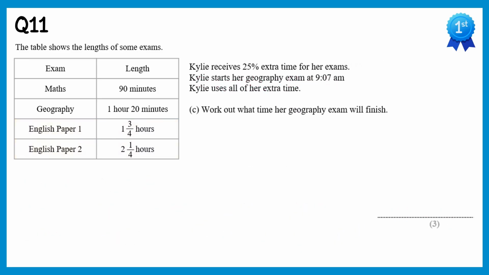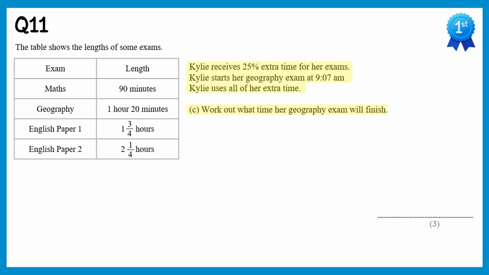For the last part of this question, we're told about Kylie. Kylie receives 25% extra time for her exams. Now her geography exam is going to start at 9:07 and she's going to use all of the extra time. We need to work out what time the geography exam is going to finish. So what we'll do first of all is work out how much that 25% extra time is.